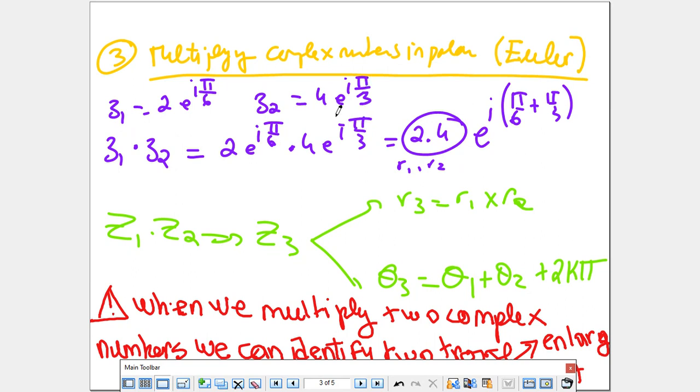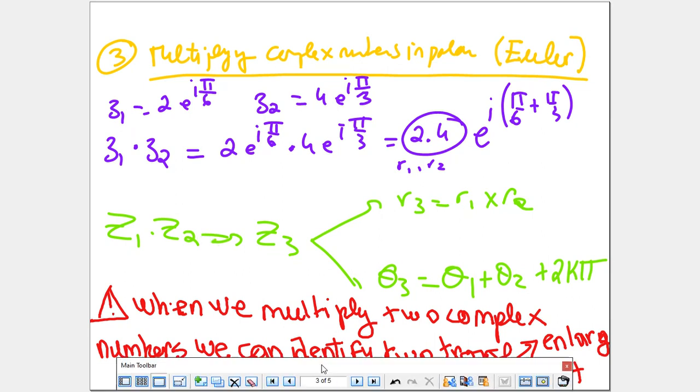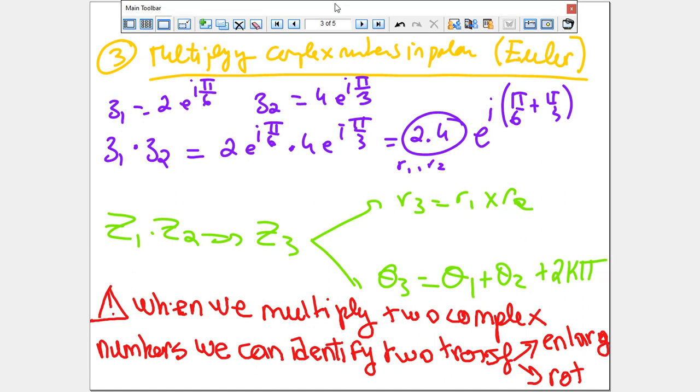And what's going to happen to the angles? I'm adding them. Why do we put plus 2k pi? Because it could be a whole turn, and then I'm back to my position. So that's why we put plus 2k pi. So if I want to see what's happening when I'm multiplying two complex numbers, I can see that I have two transformations.